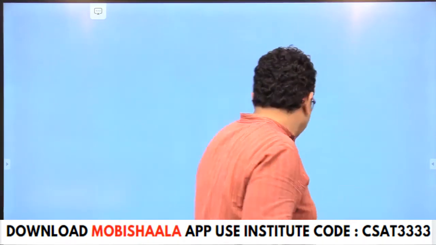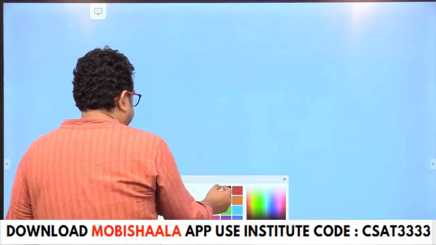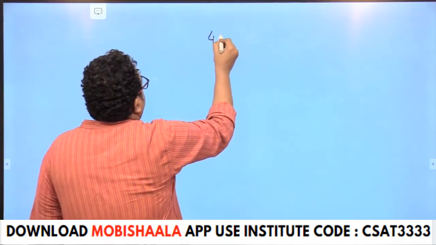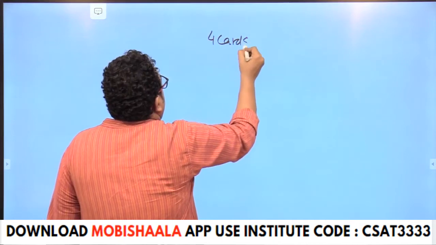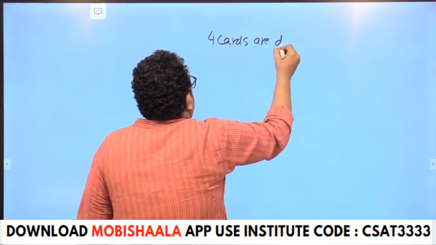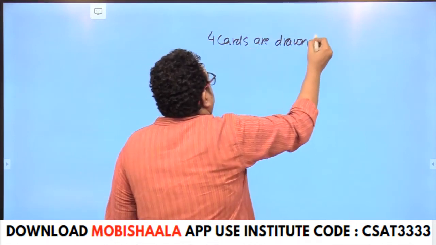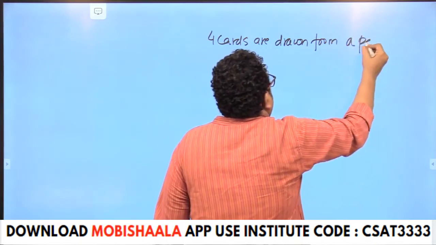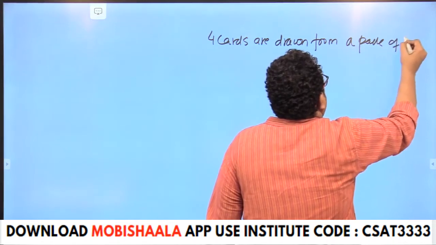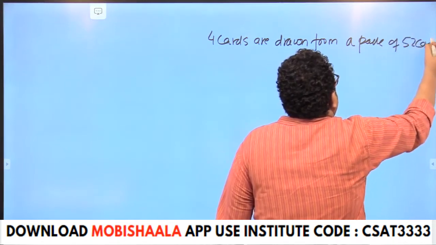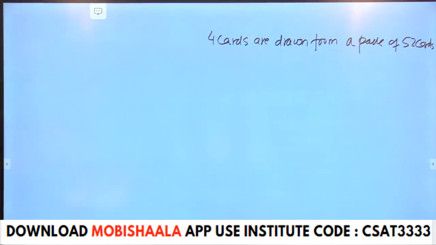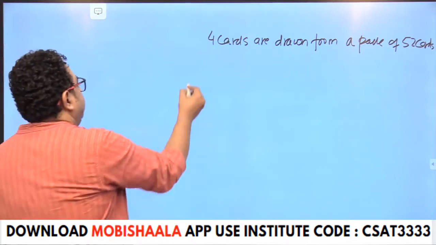You should always know that. So I say, giving a very easy question: 4 cards are drawn from a pack of 52 cards, right? So find the probability.